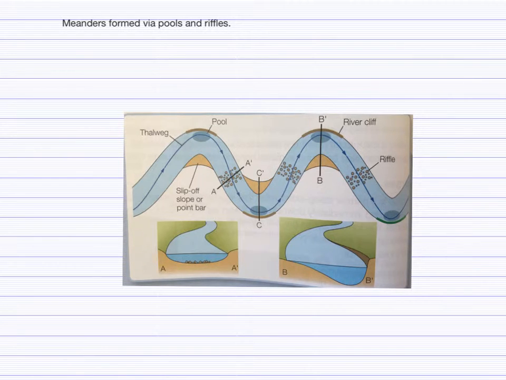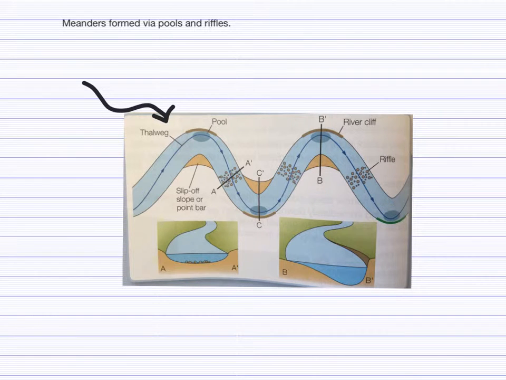You should also note that the fastest flow in the river is called the thalweg. On here, that is this bit here. So the blue line on the diagram is the thalweg. I love that word, by the way, it's really good. Anyway, that's the fastest flow in the river.